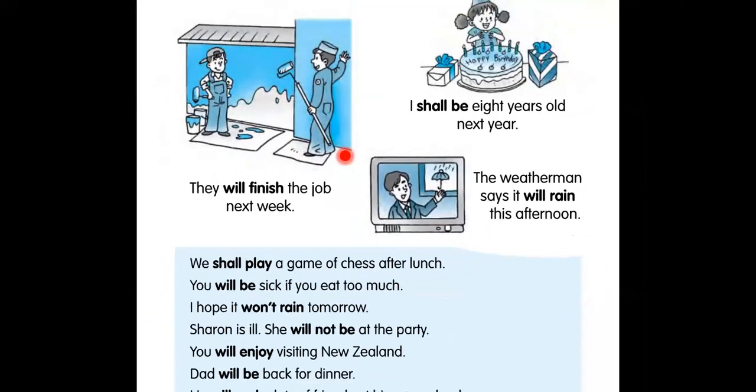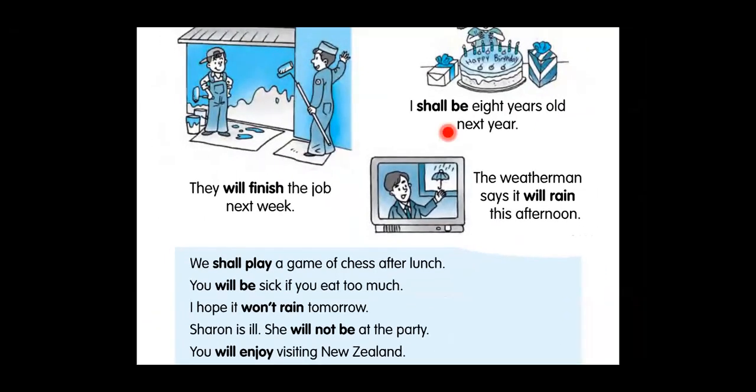Now let's have a look at the examples. I shall be 8 years old next year. So here, shall be. This is future tense. They will finish the job next week. So here will is used. Will is the helping verb, and will finish is the verb used over here, V1.